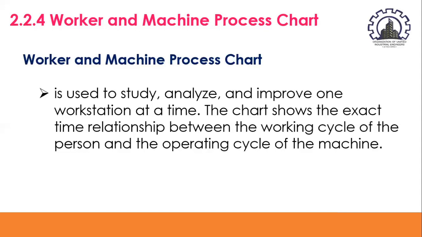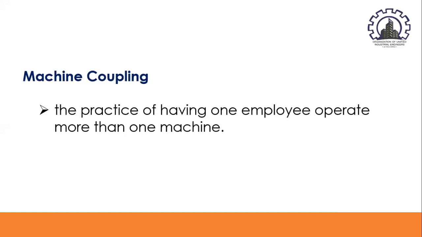And so for that matter, what usually happens is that when an operator is idle in a certain machine that he or she is operating, then in order to eliminate that idle time and transform it into productive time to improve the operator's productivity and production efficiency, the operator may be assigned to an additional machine. And if we do that, that's what we call machine coupling, or the practice of having one employee operate more than one machine.